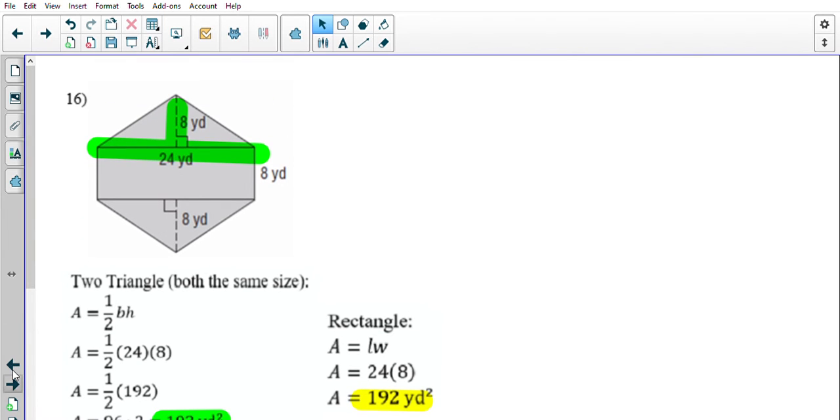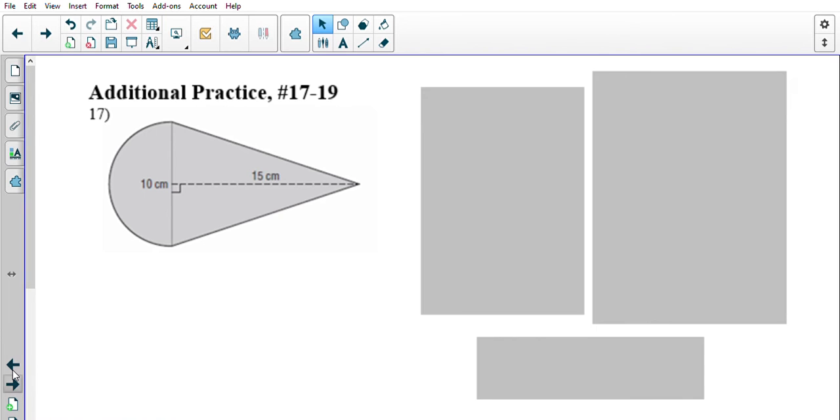All right, so numbers 17, 18, and 19, you may want to pause the video at this point and give those a try. We've seen problems relatively similar to those. What I'll do is you can pause the video, we'll get restarted in just a moment, and then we'll just kind of quickly go through the work for these.